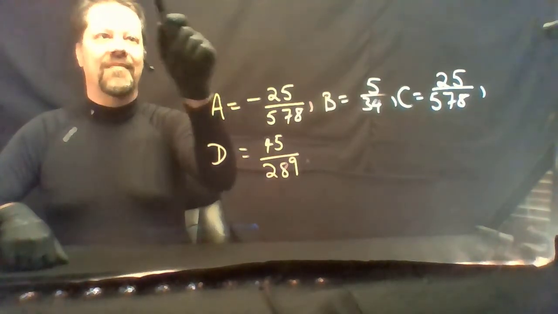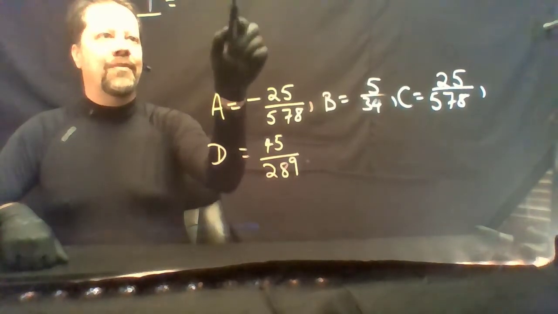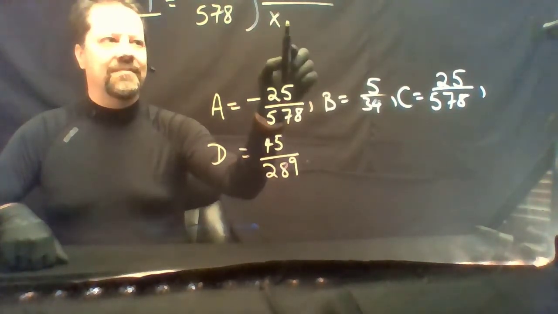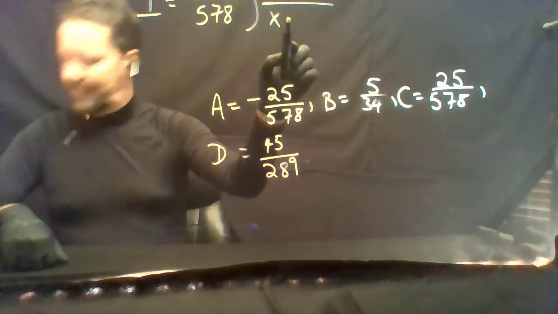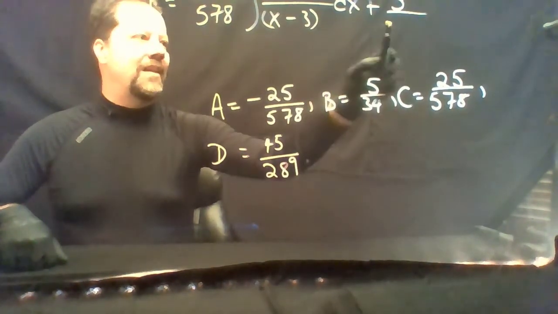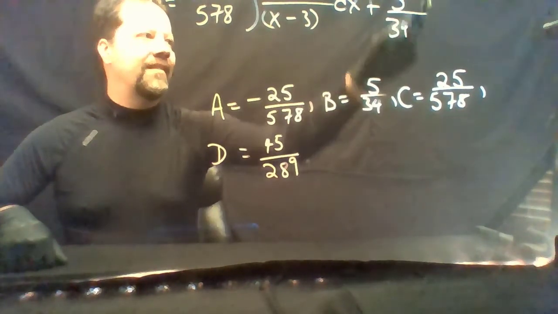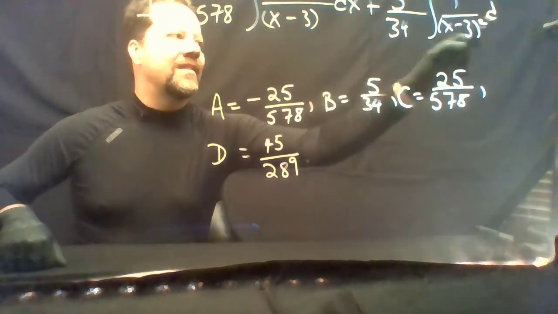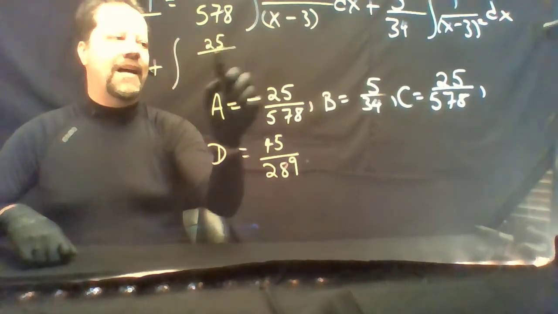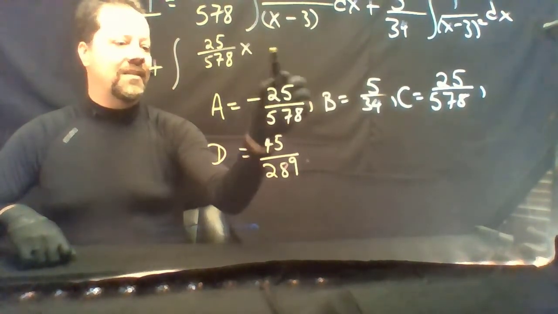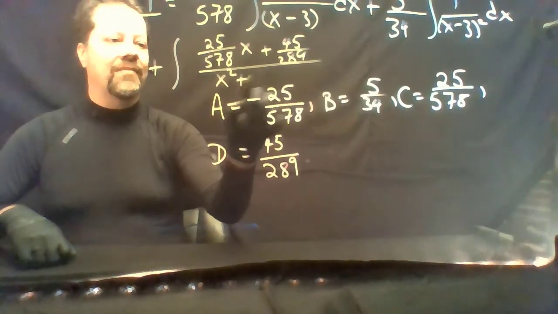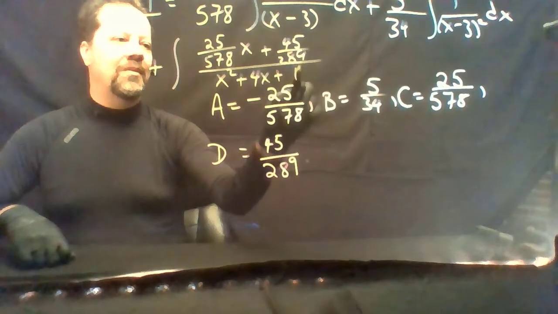Now for our integrals. Our integral, which I'll denote by I, is negative 25 over 578 of, let's see, we had 1 over x minus 3, plus b over, let's see, b is 5 over 34, the integral of 1 over x minus 3 squared, and then the c and d parts. C is 25 over 578 x plus d, which is 45 over 289. This is all over x squared plus 4x plus 13.